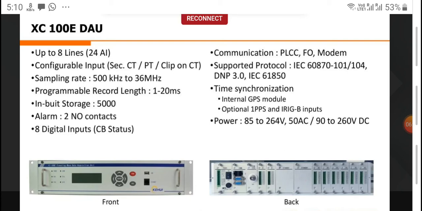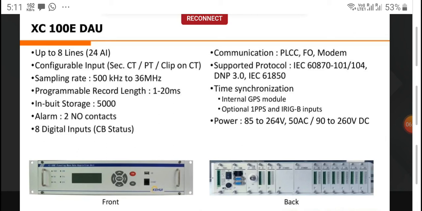Okay. And if you want to monitor a particular system at more than one location, that means you want more than one master station, you can always have it. That is not a problem. All right. Now, apart from these things, you can have 2 NO contacts for alarms. You also have communication support with PLCC and fiber optics. You can have a GPRS module. So whatever communication system is available in your substations, I can assure you we will comply with that. Then you have protocols like IEC 61850 that make it SCADA compatible, and you have 101, 104, so you have PLCC and everything that is available in terms of communication.